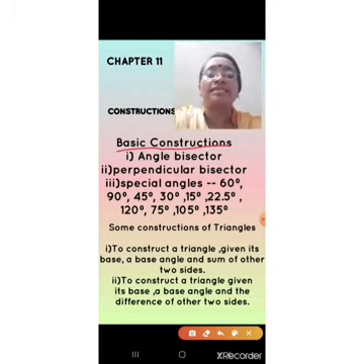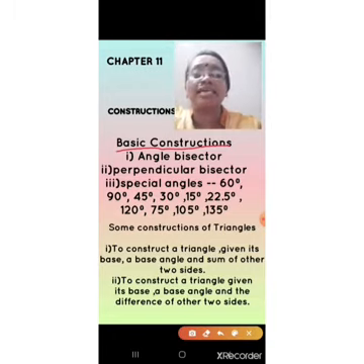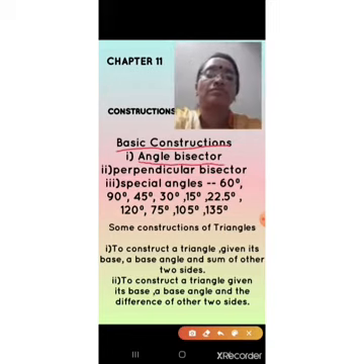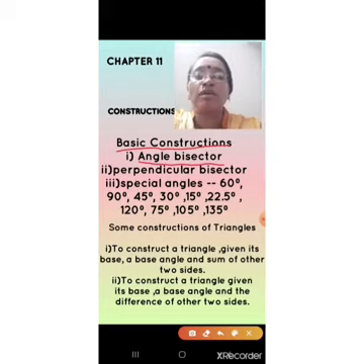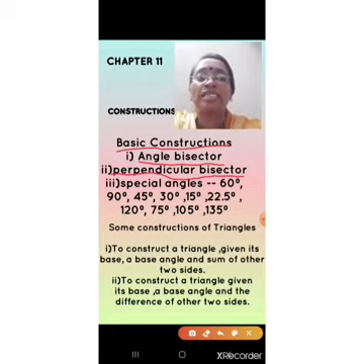In basic constructions, the first one is the angle bisector: how to construct a bisector for a given angle. The second one is the perpendicular bisector: how to construct a perpendicular bisector of a given line segment. And at last, you are going to construct some special angles.